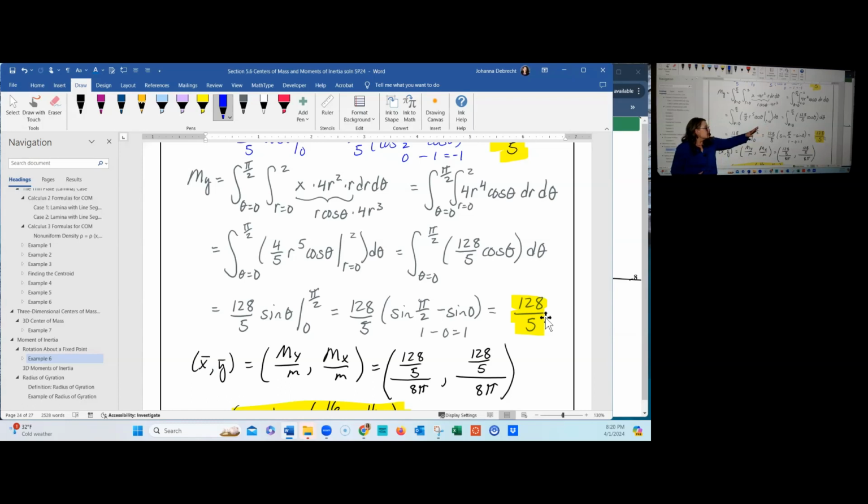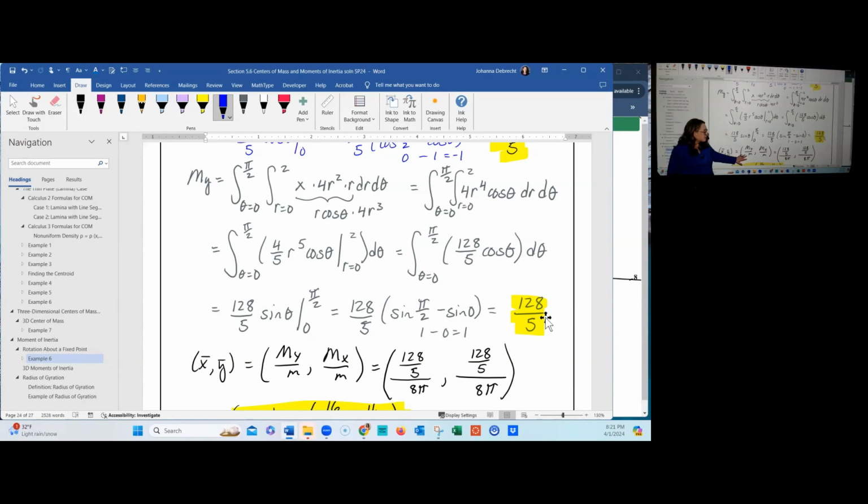Cosine's integral gives me sine, and when I evaluate sine of pi over 2 as 1, sine of 0 is 0. So I just get 1. So again, I get the same thing, 128 over 5. But that's because of the symmetry of the location that we have. The quarter circle is symmetric with respect to the circle. And for r squared, it's increasing with respect to the radius, which is how it is symmetric. So that's why they came out to be the same. That's not typically the case.